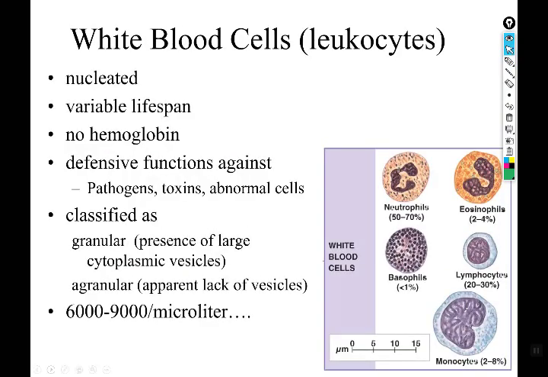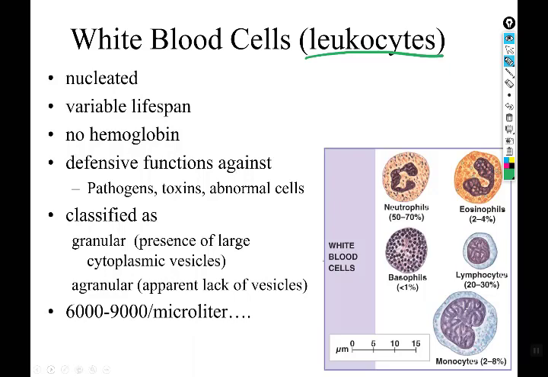So another name for white blood cells is leukocytes. And unlike red blood cells, these are nucleated. They have a variable lifespan, so it really just depends. We're not going to discuss that in detail here. They do not carry hemoglobin and therefore have no oxygen carrying capacity. They certainly use oxygen, but they don't carry it around. And these are your defense force.